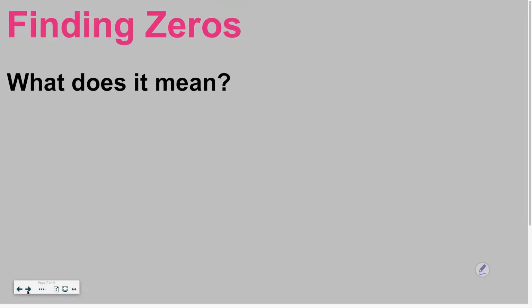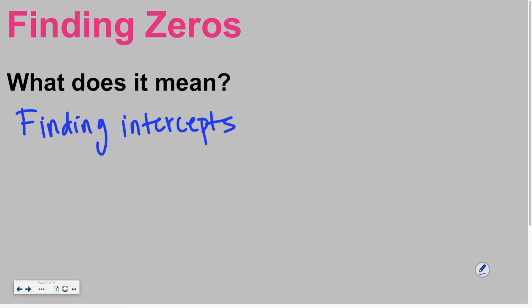All right, so kind of ask you a two-part question. Okay, so Brecken, what's one thing that you talked about at your pod? Okay, we're finding intercepts. Specifically, which ones? Okay, good. We're finding our x-intercepts. So where is our graph crossing the x-axis? Okay. We are finding where that occurs.